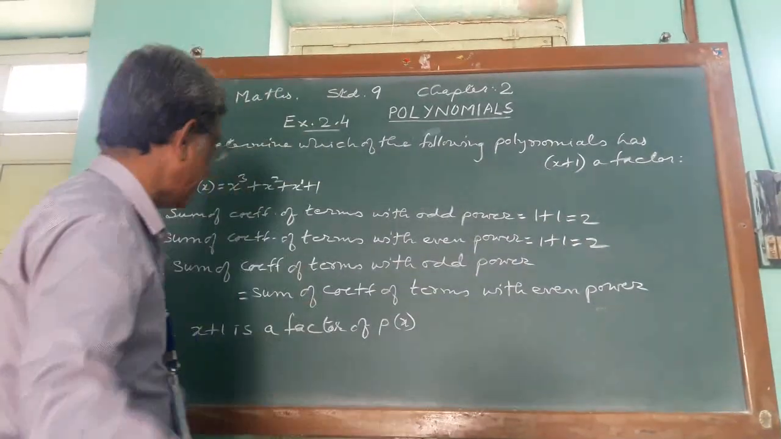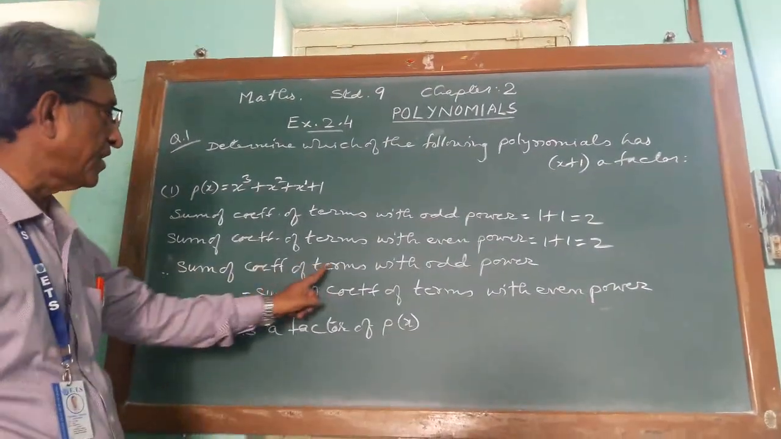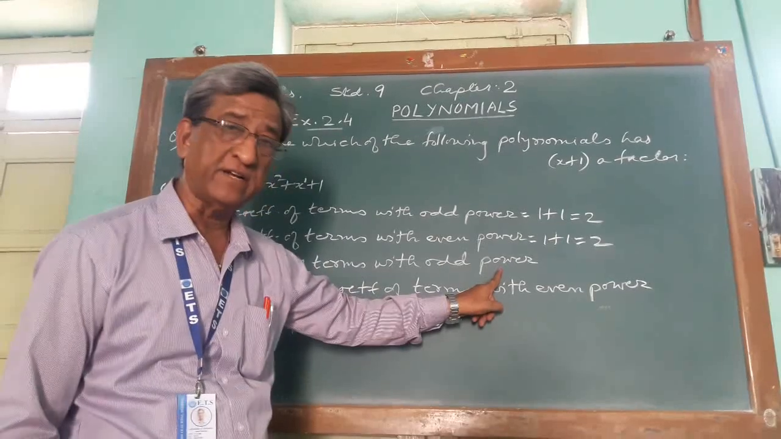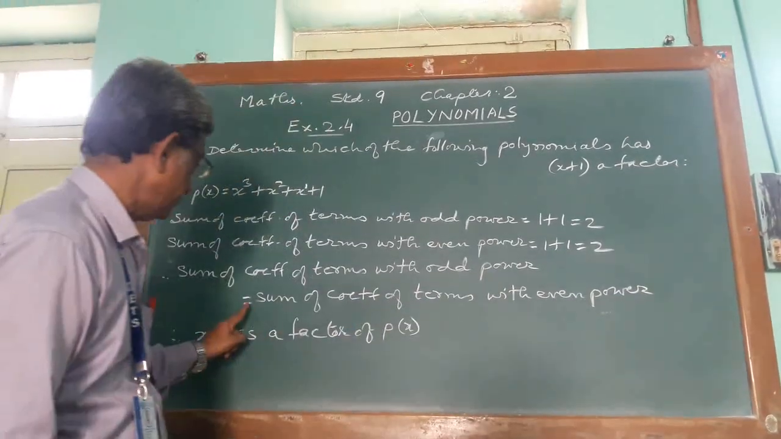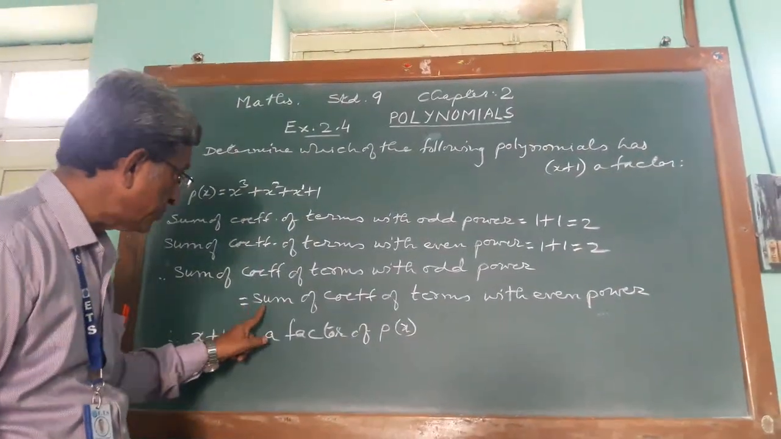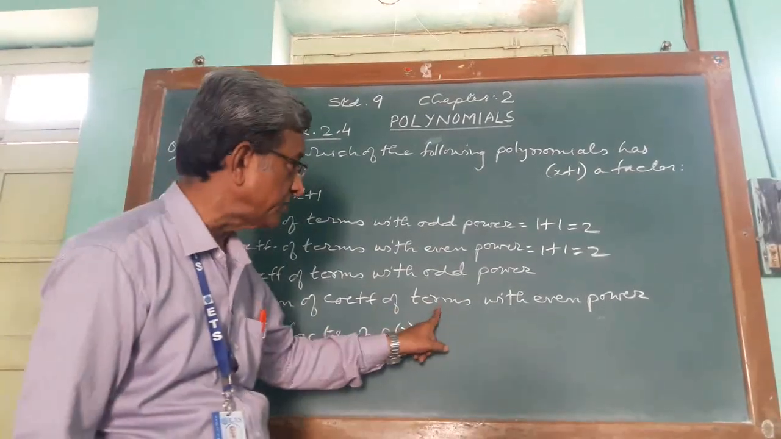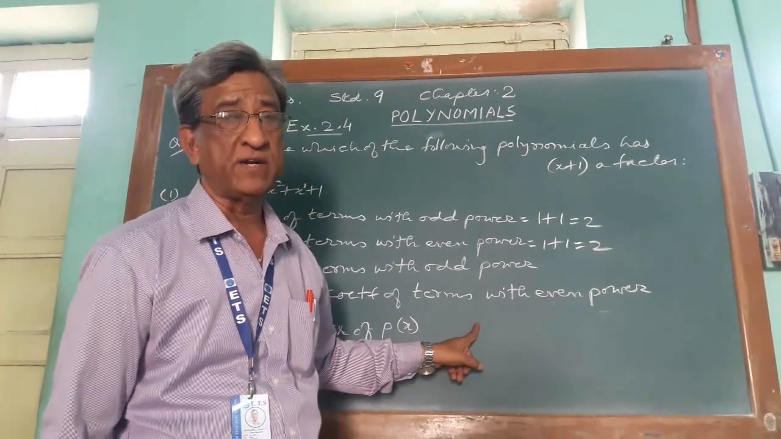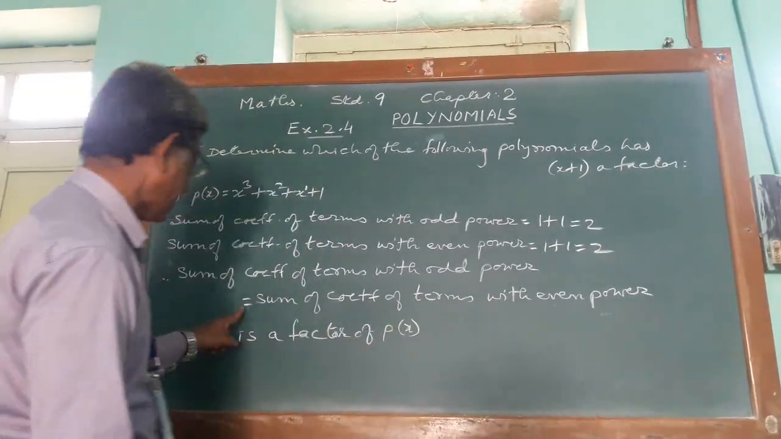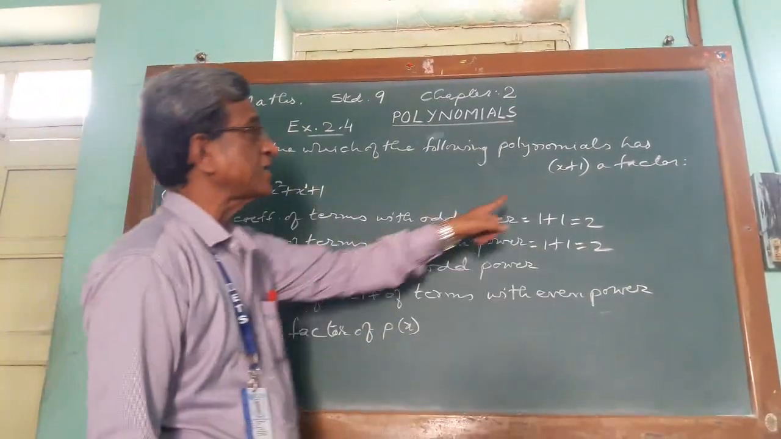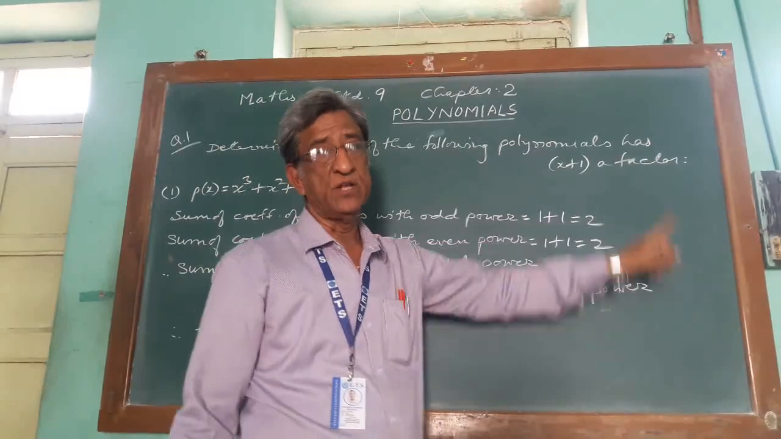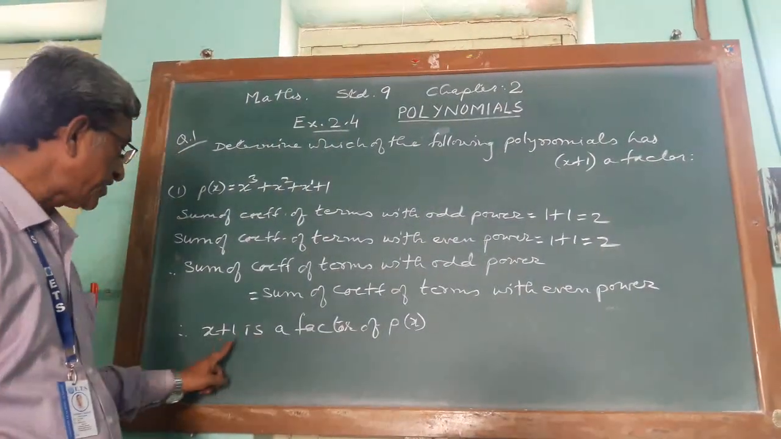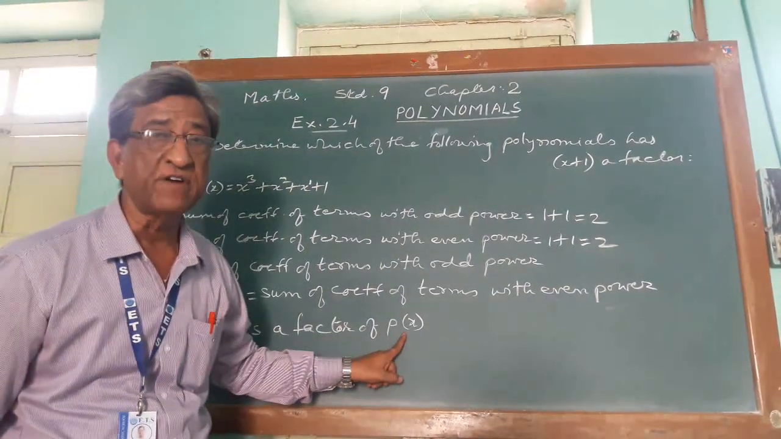So you can say that the sum of coefficients of the terms with odd power is equal to the sum of coefficients of the terms with even power. So if the sums are equal, you can say that x plus 1 is a factor. So here you can say that x plus 1 is a factor of the given p(x).